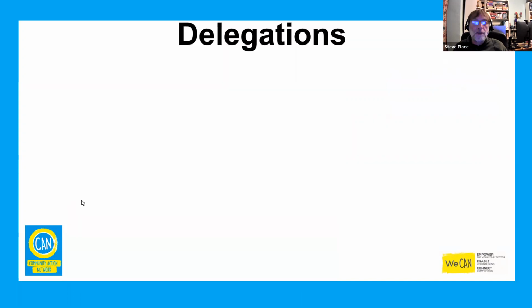So delegations. Does anybody want to give me some ideas about who the trustees could delegate financial decisions to? Some ideas within your organisation? By having a subcommittee within your board who is responsible for financial matters. Okay, so some sort of finance committee or other committee. Any other role, post?